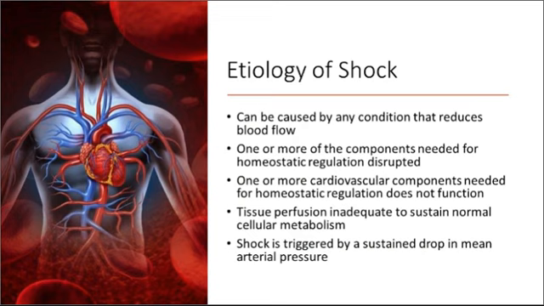Etiology of shock. Caused by any condition that reduces blood flow. Any condition. Any component in our hemostatic regulation that we discussed that is off. Anything in cardiovascular that compromises our hemostatic state. If the tissue perfusion cannot maintain normal cellular metabolism, shock is triggered by a sustained drop in mean arterial pressure, which we talked about several times, your MAP being less than 60-65, in that range.